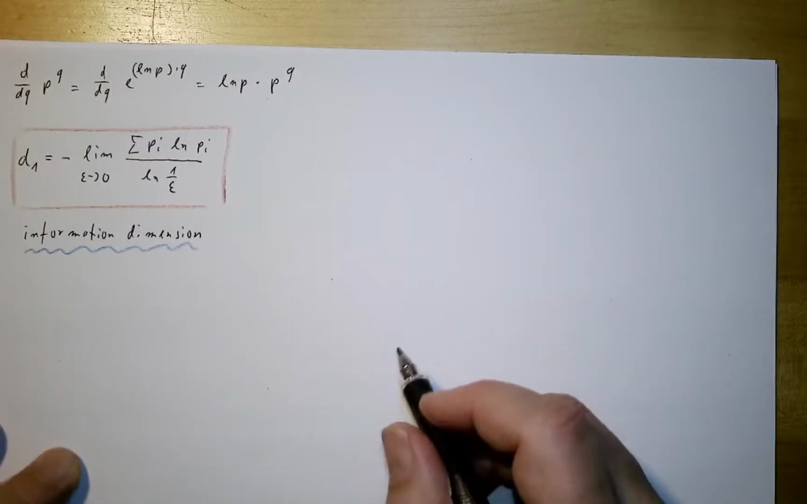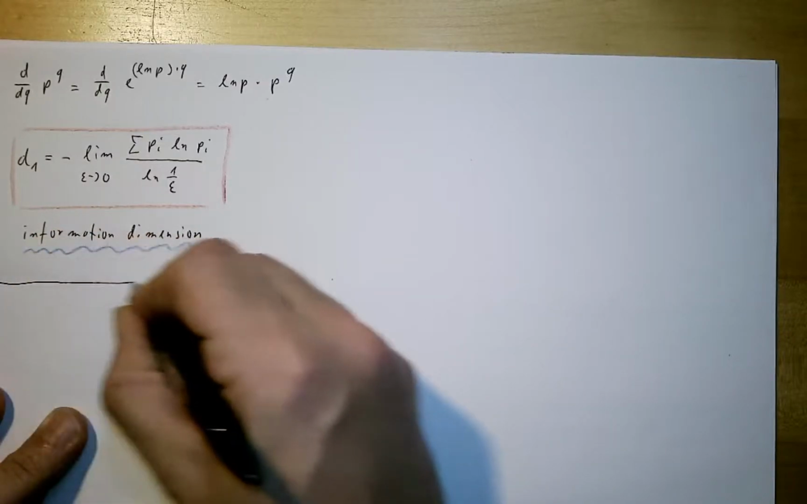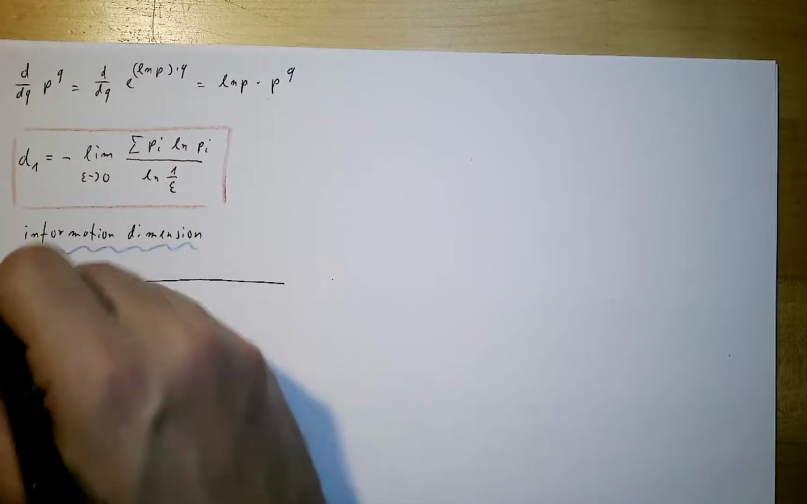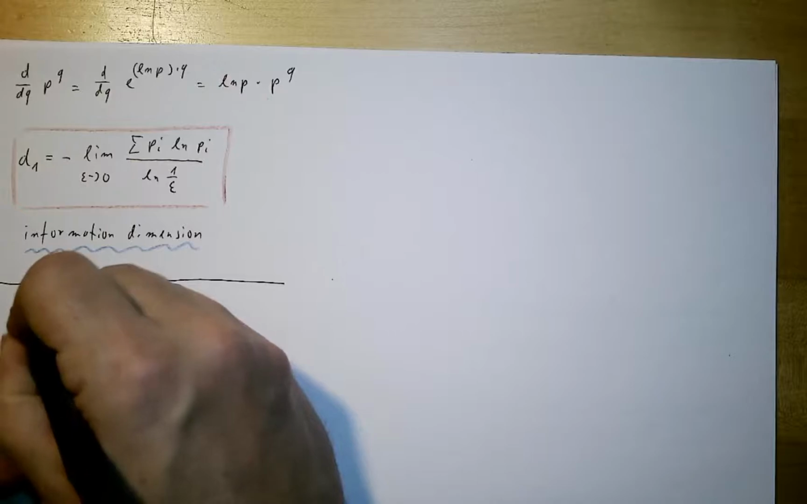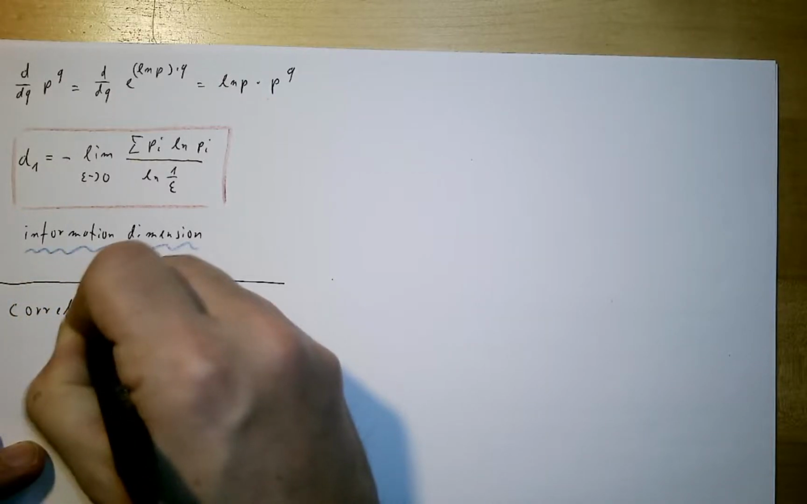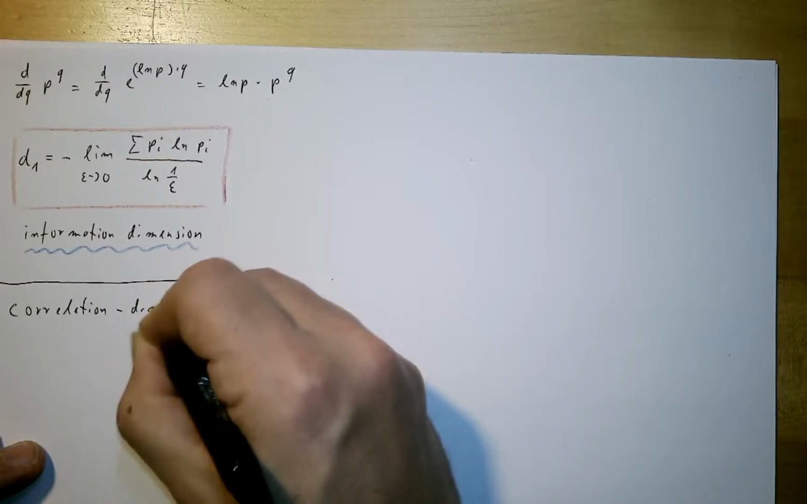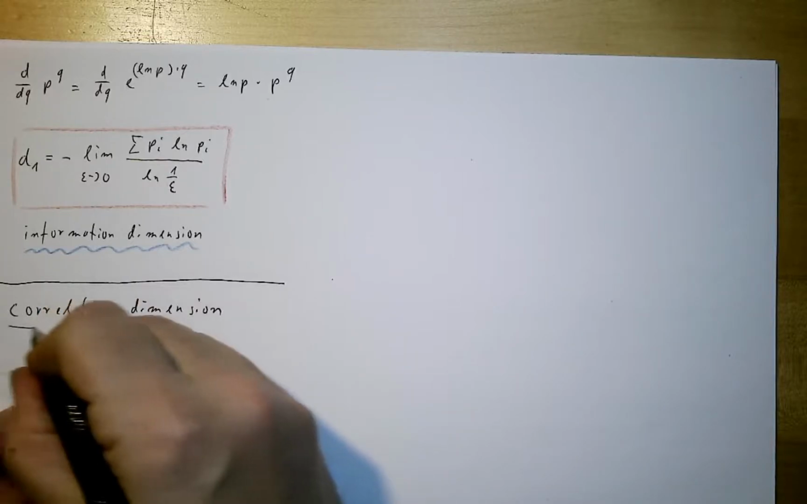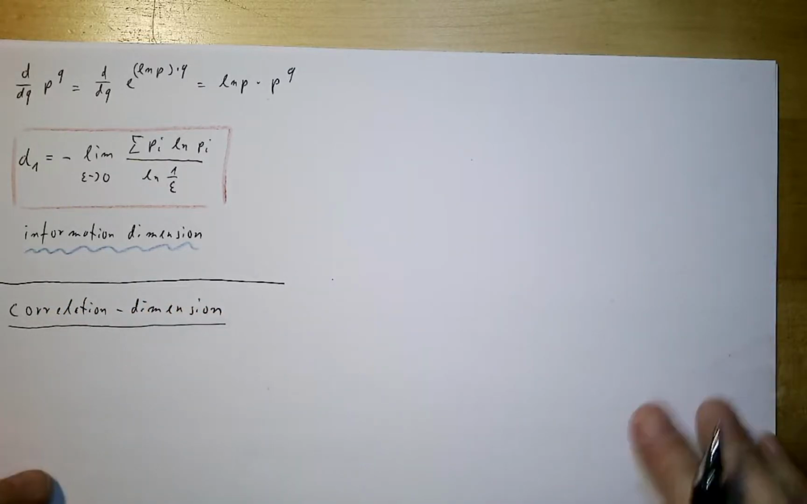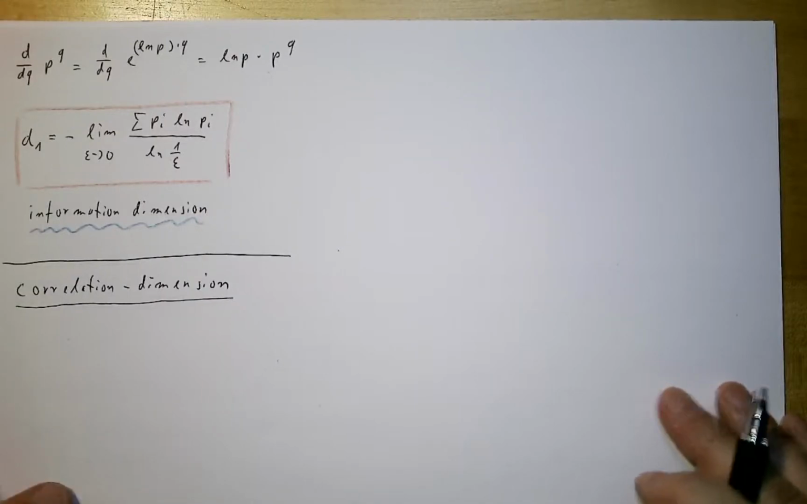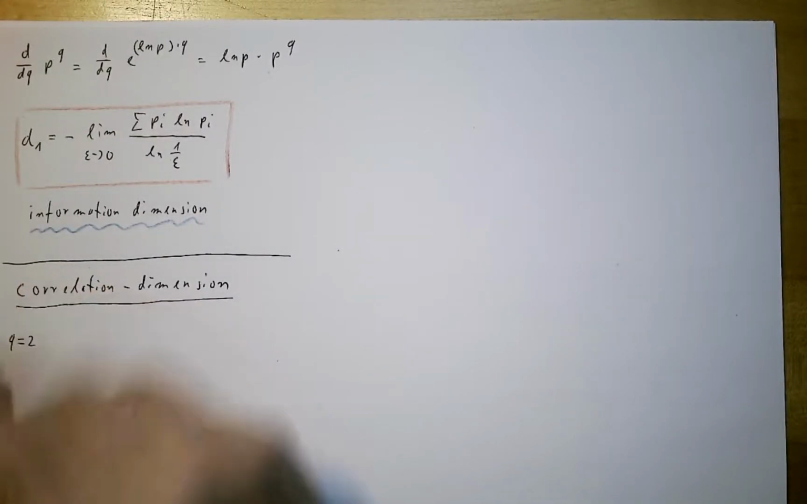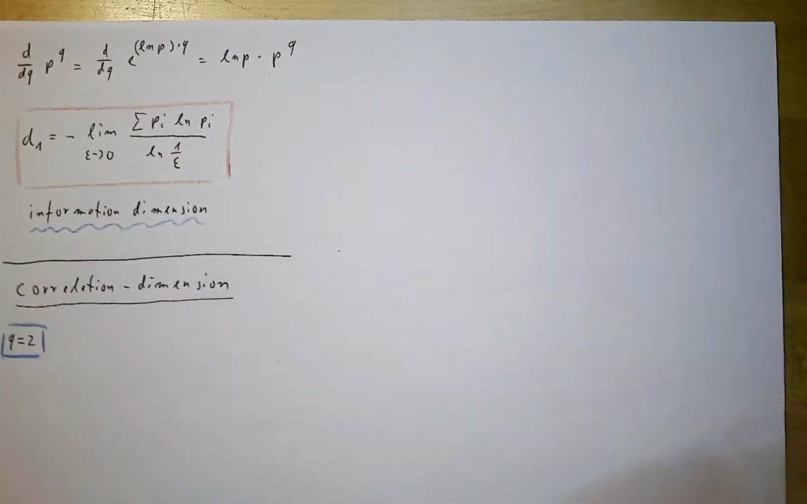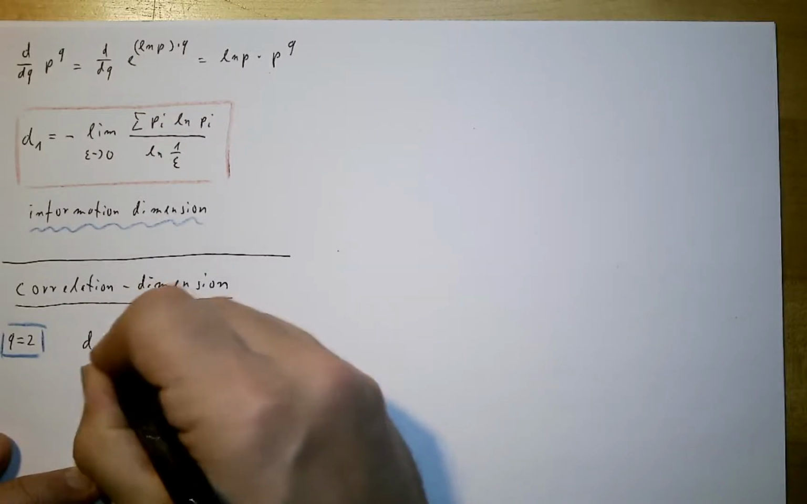But in practice, even more important is the case when q is not 1, but q is equal to 2. And this is the correlation dimension. This is really maybe the most commonly used way to compute the fractal dimension. And so we take the case q equals 2, and then we obtain the fractal dimension of order 2.